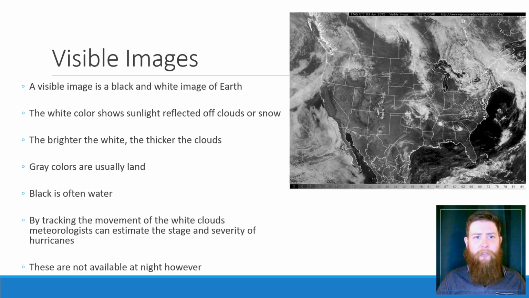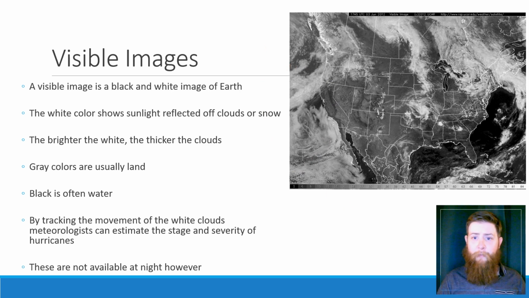In visible images here, we get a black and white picture of the Earth. The white color shows sunlight that is reflected off of clouds or snow. The brighter the white, the thicker the clouds. So in this picture here, you can see that there's some thick clouds over here, and then there's some snow up in here. Gray colors are usually land, so this is all land here, and then black is water. So in here, you can see the Great Lakes are black. You can see that the oceans are black. There's clouds over the Pacific over here.